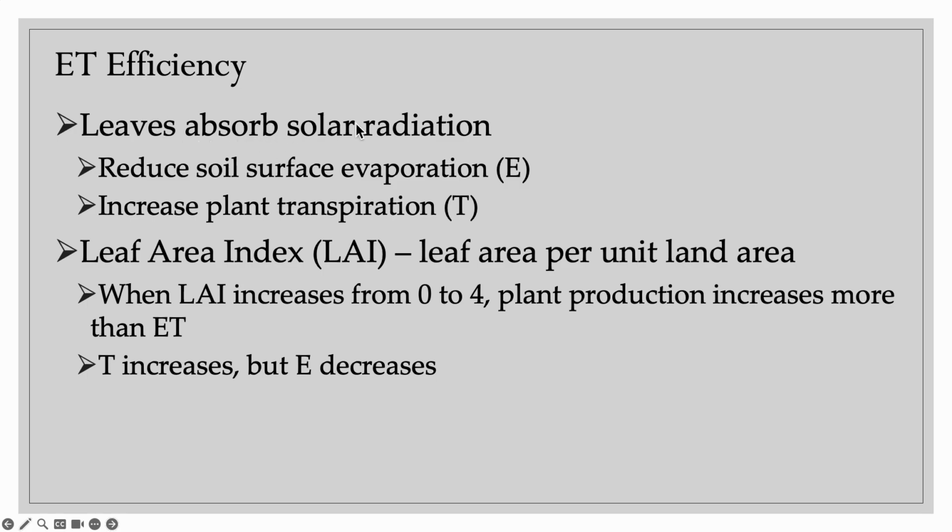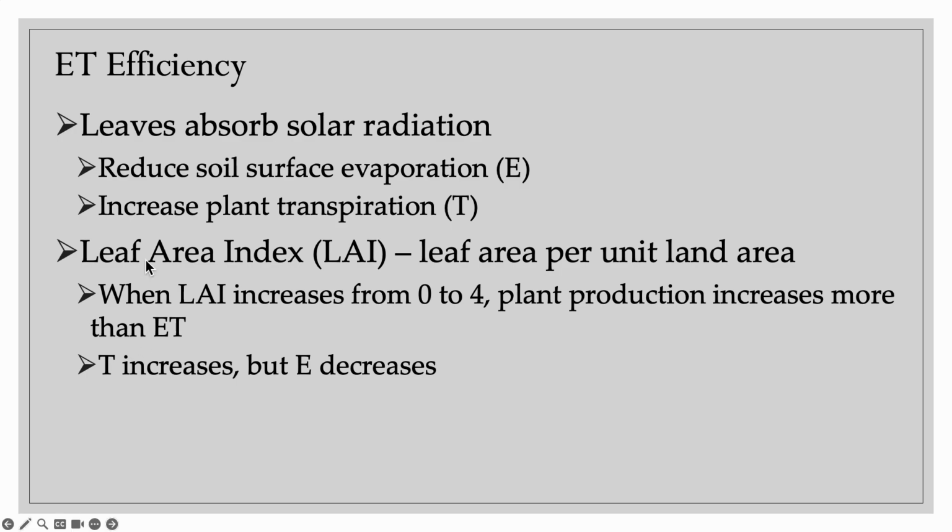Next, one of the things is going to be how much solar radiation is being absorbed. The more solar radiation that is absorbed, leaves can then reduce that soil surface evaporation. However, we'll get an increase in plant transpiration. So this is where this ET comes into play, because you're going to give up one for the other. While absorbing that solar radiation might minimize the evaporation, it will also increase plant transpiration.